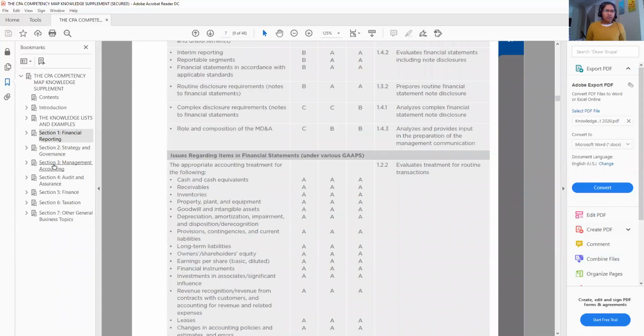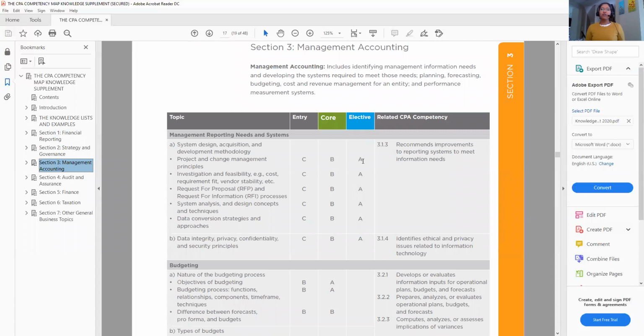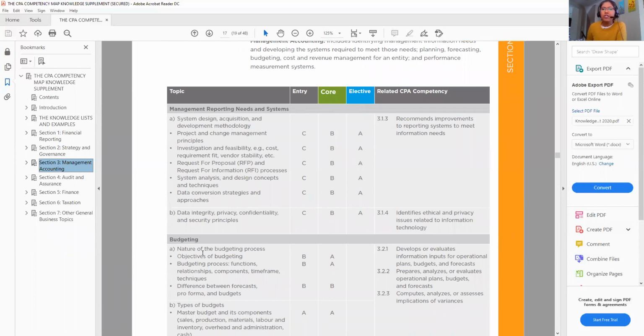Now let's go here, management accounting. If you have the assurance elective and you're looking at the subject management accounting, then you should be referring to the core column, so core competency. Here you will see that, say, management reporting needs and system is at B level, and then budgeting is at A level. Now what A, B, and C mean is the level of knowledge that is required and that would be tested for each topic in that subject.